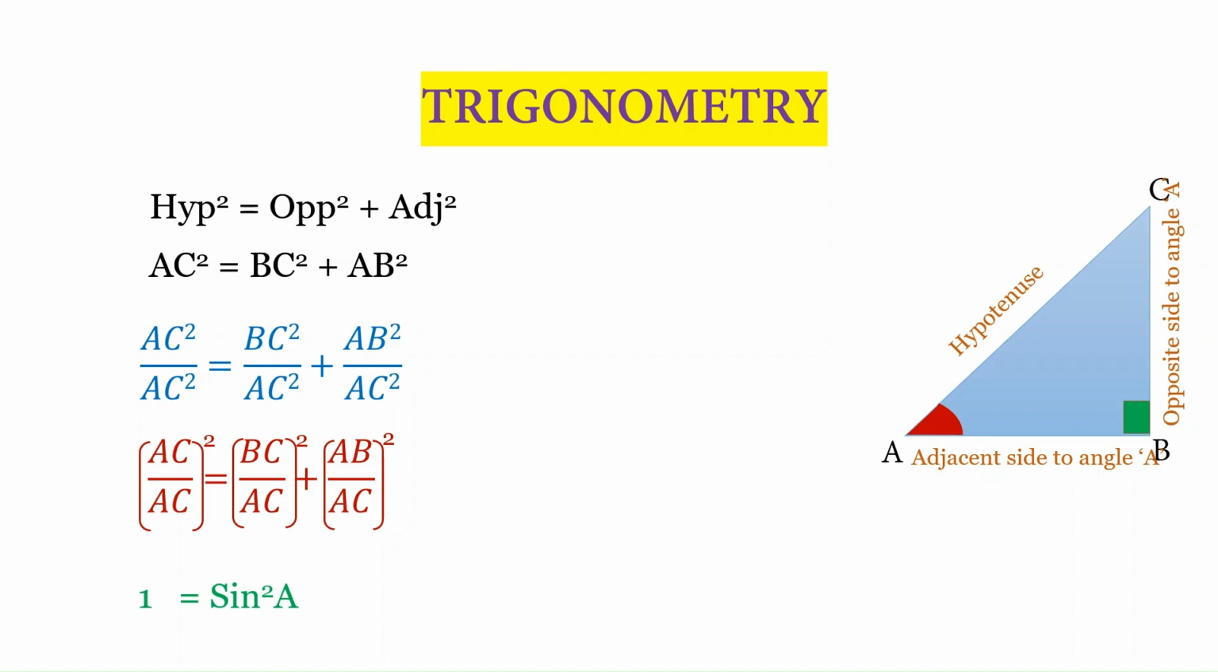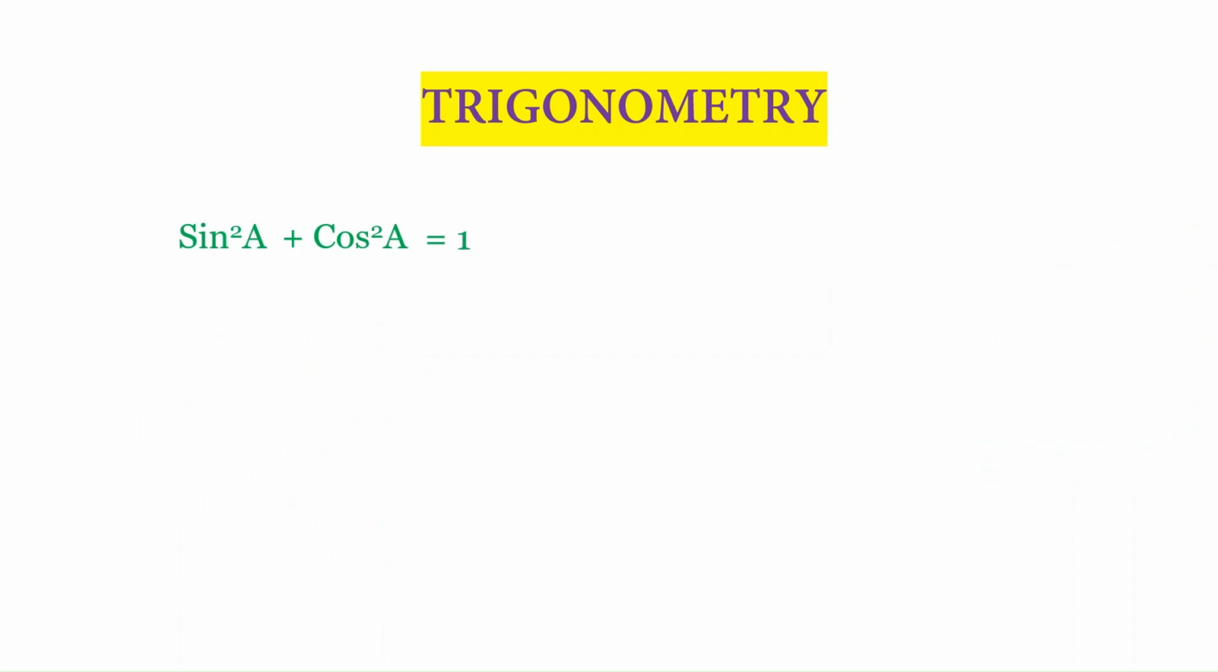Now the next term is AB by AC whole square. That is adjacent side by hypotenuse. Adjacent by hypotenuse means cos A. So we write this as cos square A. So this is the first identity we have, that is sin square A plus cos square A equal to 1.